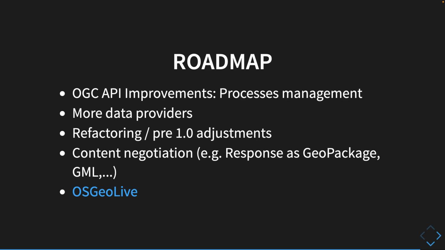Given all the OGC API standards that we support, and given the rapid development that's happened in the last couple of years, we do want to take some time to deal with some technical debt and do some small refactoring and pre-1.0 adjustments. Right now, pygeoapi is at 0.13 as of December 2022. For us to get to a 1.0, we want to make some adjustments and refactoring to make sure that we set the project off on a good way for 1.0 and beyond.